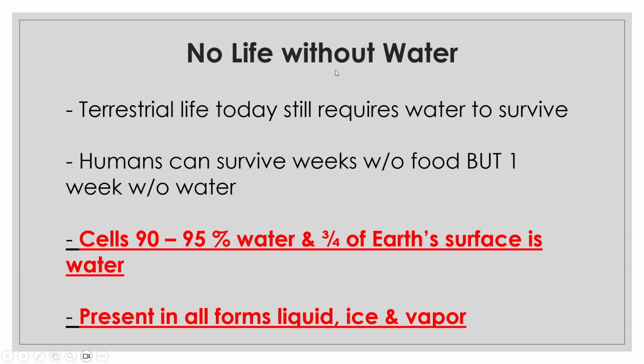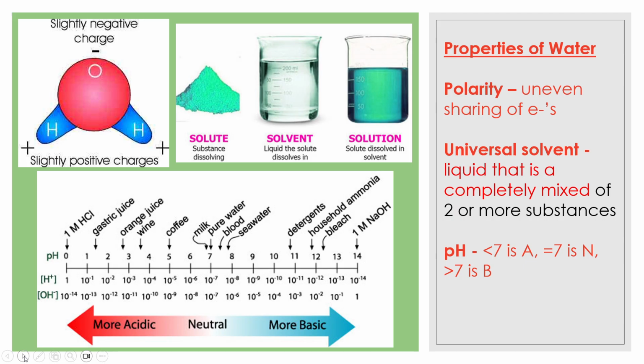Now, would there be any life without water? Absolutely not. Terrestrial life today still requires water to survive. We can survive weeks without food, but we cannot go longer than 1 week without water. 90 to 95% of our cells are made of water. 3/4 of our Earth's surface is made of water. It is present in all forms, liquid, solid, gas. It is important for life. When they were looking for evidence of life on Mars, the first thing they were looking for is the presence of water. So, properties of water.